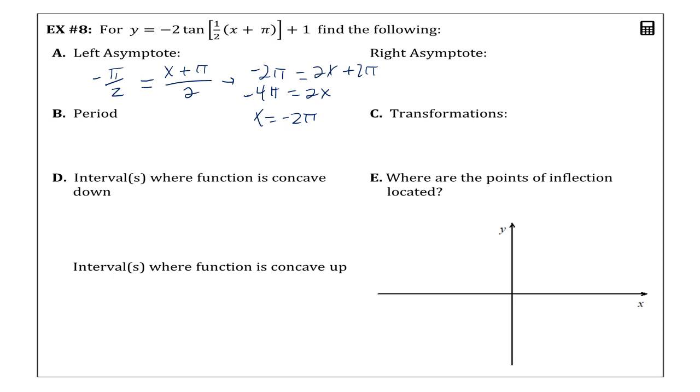Okay, you can do the same thing to find the right asymptote, but once you have x equals negative 2 pi and you identify your period, you can just add to find that. So let's do it this way. Your period is pi divided by your b. So pi divided by 1/2 equals 2 pi. So you know your period is 2 pi. If your left starts at negative 2 pi, that means you're going to go another 2 pi in order to find your right. And therefore your right asymptote is going to be at x equals 0. Okay? So that's how you can do that.